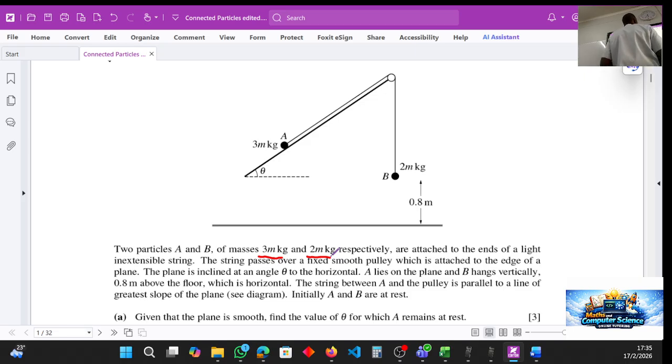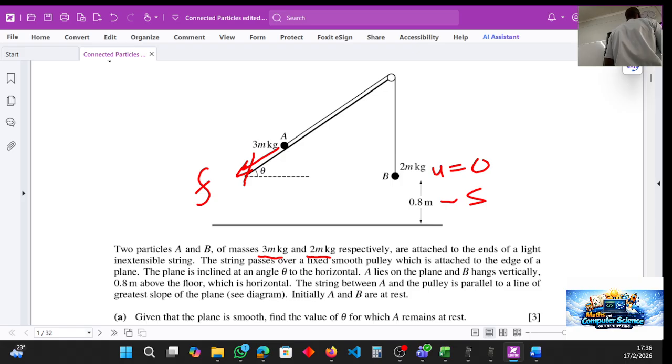Now the string between A and the pulley is parallel to the line of greatest slope of the plane, see diagram. Initially A and B are at rest. So the moment they are at rest, it means there is no motion. In other words, from the equations of motion that we spoke about, our u is equal to 0. And I'm given a distance likely to be traveled, which is s. Given that the plane is smooth, it means when we look at the component of forces going downwards, the frictional force does not apply.